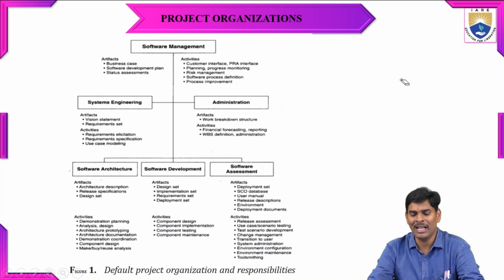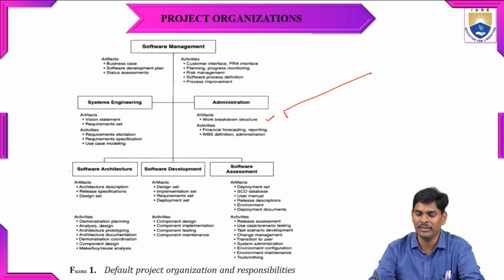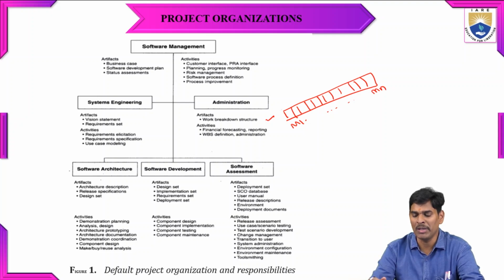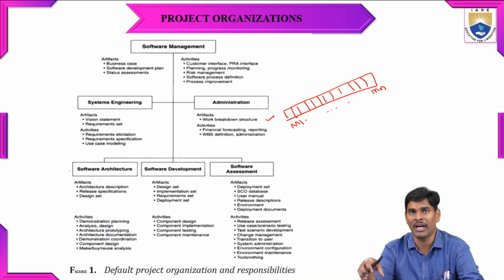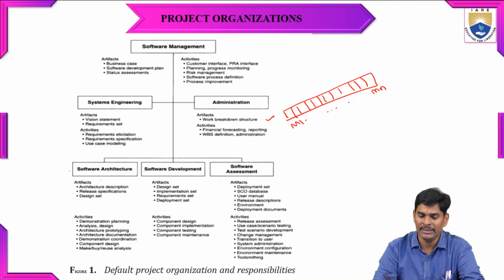The next one is administration. Administration checks how the work will be divided with the help of the work breakdown structure. We have seen that the project can be divided into different modules. These different modules will be allocated to the team members based upon size. Here the administration uses the divide and conquer technique, dividing the project into small modules and activities.